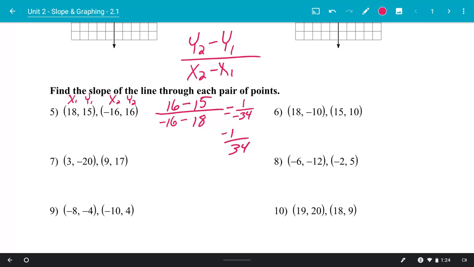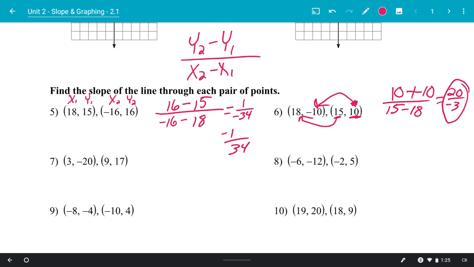I want to do one more of those because I like finding slope through 2 points, and I'm not really big on the labeling. Matter of fact, I look at my y's first. So we look at number 6, and I pick whichever one's bigger, and I start with it. So I would go 10, this 10 right here because it's bigger, and then minus the other 10, which is a negative 10 in this case. Since I started with this 10, I start with this 15 on the bottom. So 15 minus 18. That gets me 20 over a negative 3, and that's my slope.